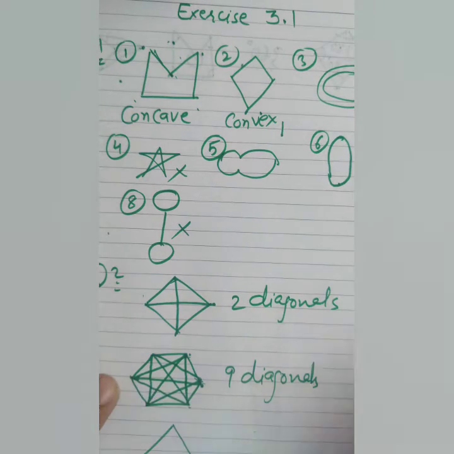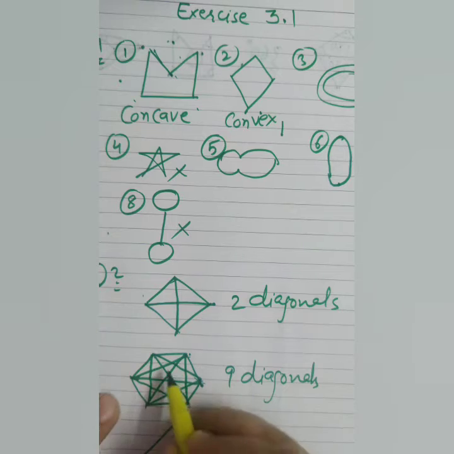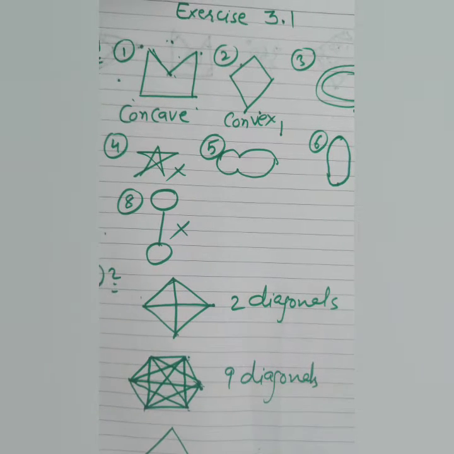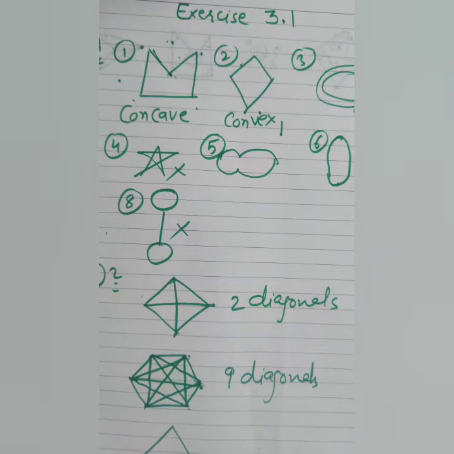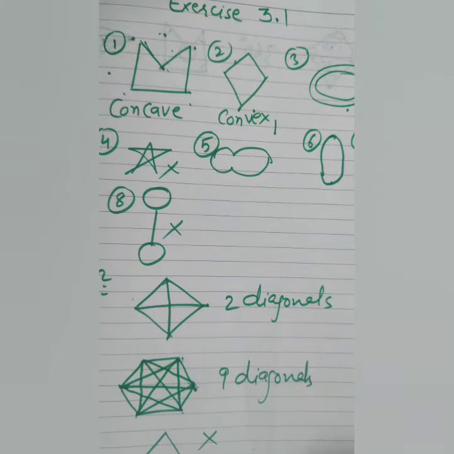And a regular hexagon. A regular hexagon can be drawn like this. All the sides are equal and it has 6 sides. And how many diagonals? There are 9 diagonals here. And lastly we have a triangle. So a triangle does not have any diagonal, so we can say that there is no diagonal in a triangle.